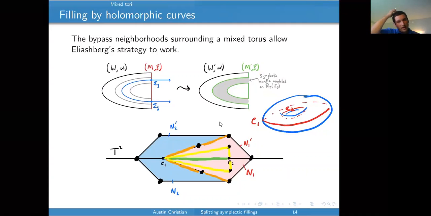So this is all very hand-wavy, and I'll be happy to discuss some more details in the office hours. But the basic idea is that we define mixed tori so that they have these neighborhoods where we know what the Reeb orbits are, or at least the interesting ones, and we can control what happens as we fill by holomorphic disks.